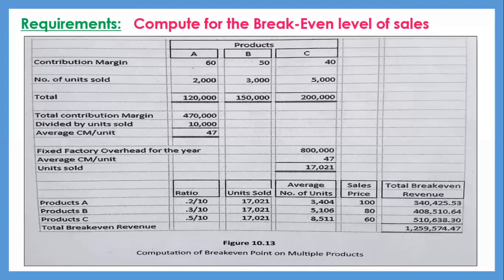Now, as you can see, for products A, B, and C, the contribution margin with respect to product A would be 60. For product B, that would be 50. For product C, that would be 40. And remember that the number of units sold in product A would be 2,000.